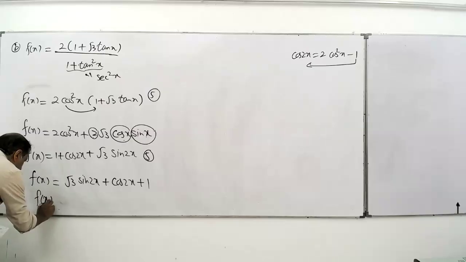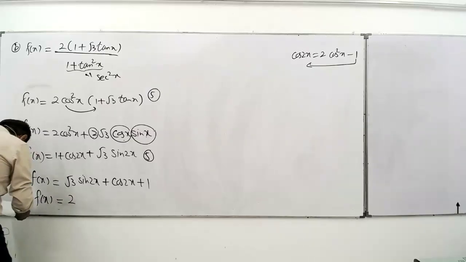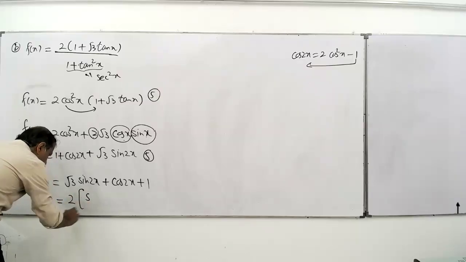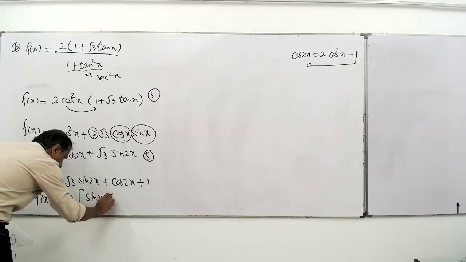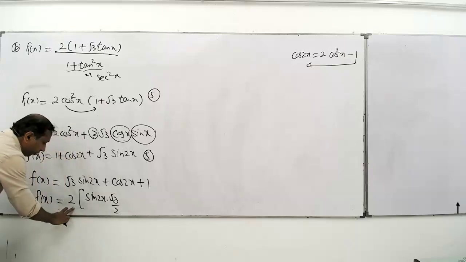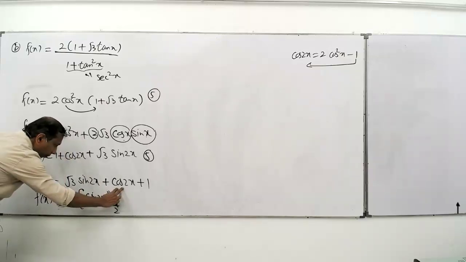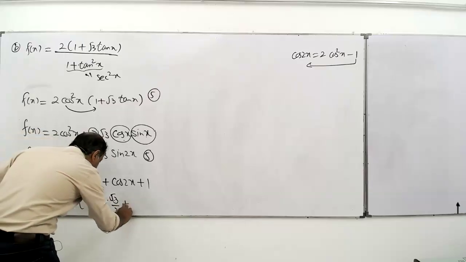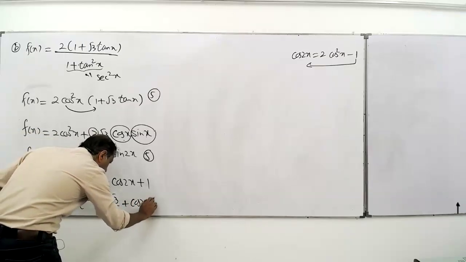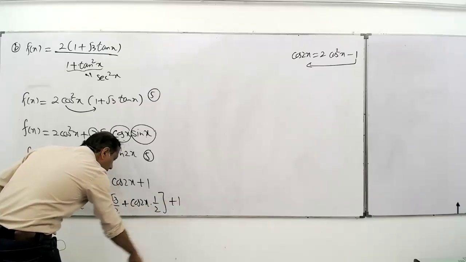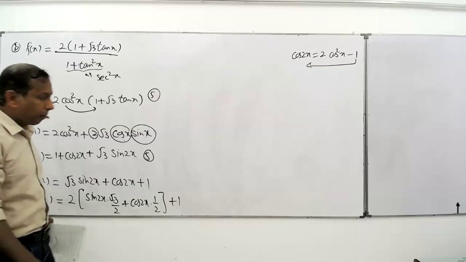This is available in the notebook. Just you read it. Here we can write this one as 2 is that value, sin 2x into what? Root 3 by 2. This 2 is the one we multiply this and this both. These two we divide this. Right. And next one, cos 2x into half. And this plus 1 we keep as the same. Right.